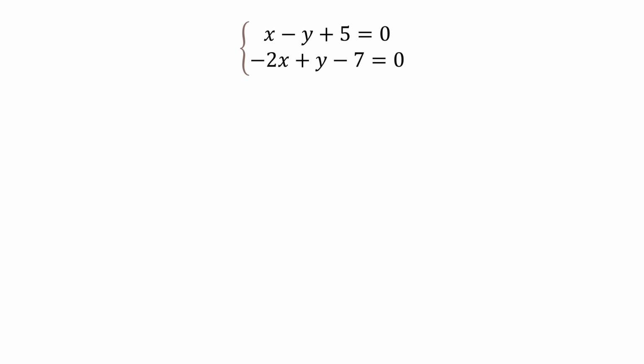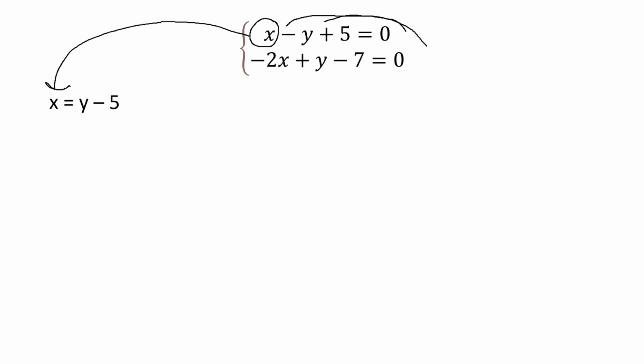So if we're going to use substitution, then what I need to do is take whichever equation and solve for x or y. My x is positive and it's by itself, so I chose to solve for x. To do that, I move my minus y over, it becomes plus. I move my plus 5 over, it becomes minus. Then I take that value and I plug it in for my x. That's why it's called substitution.